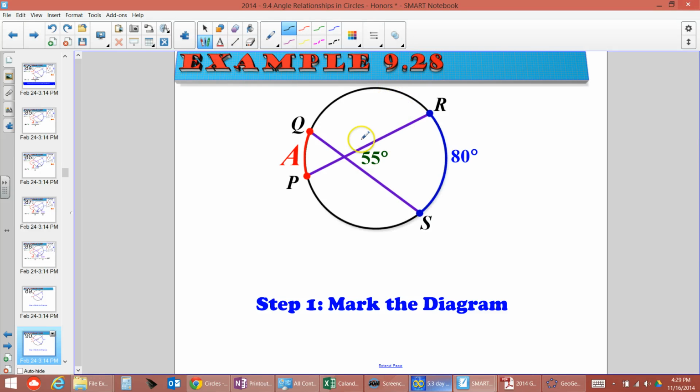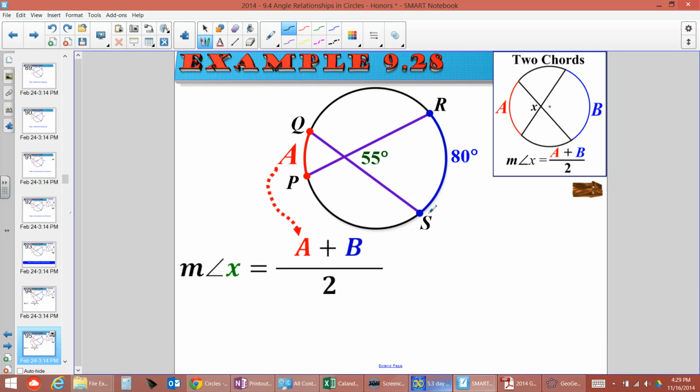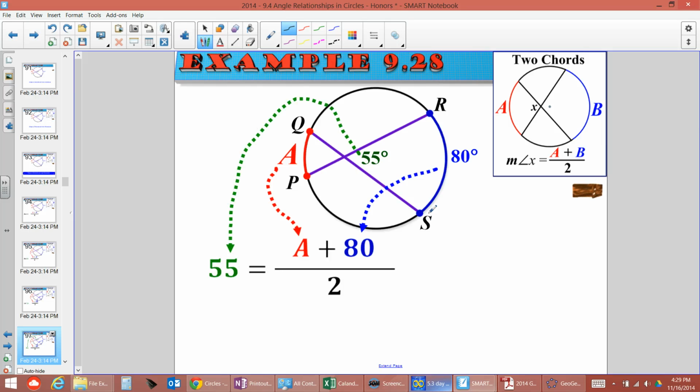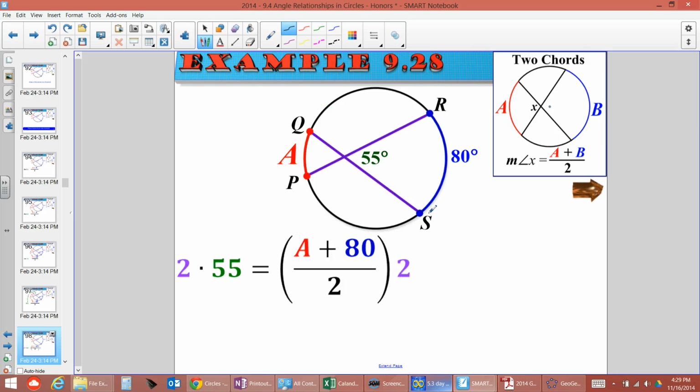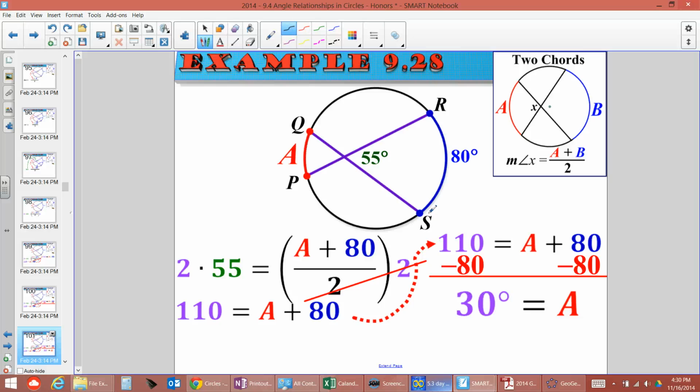Example 9.28, for those of you who didn't notice. The question actually asks you to find the measure of arc A. Well, I know the angle, and I know one of the arcs. So I'm going to look for the 2-chord equation. Measure of angle X equals A plus B over 2. I know that A is unknown, B is 80, and the measure of angle X is 55. Now I just have to solve for it. I multiply by 2 to both sides. I subtract 80 over, and I get arc A is 30.